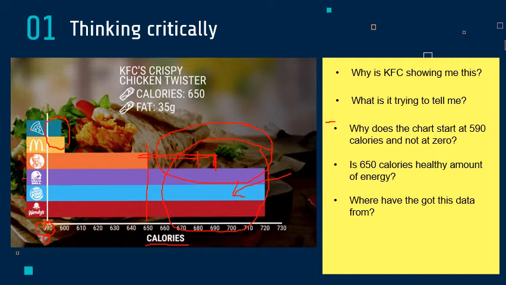The other thing that is quite interesting to ask is, where have they got this data from? Is this from their own research? Is this from research from somewhere else? How have they come up with these calorie figures?